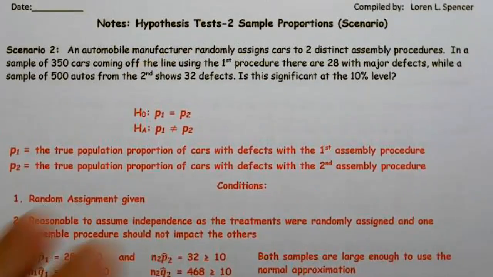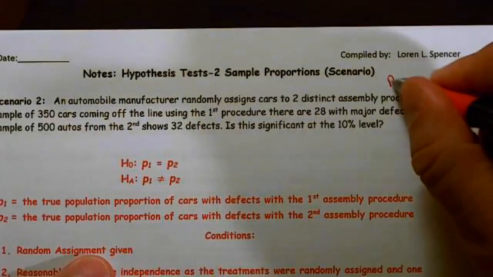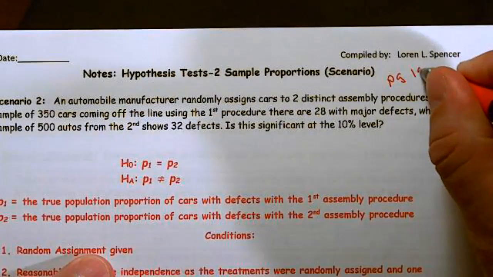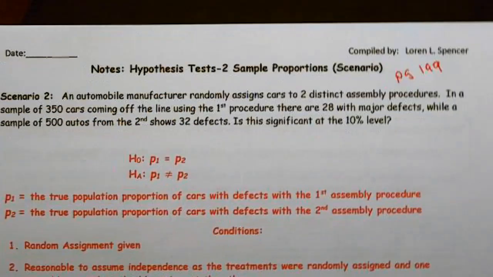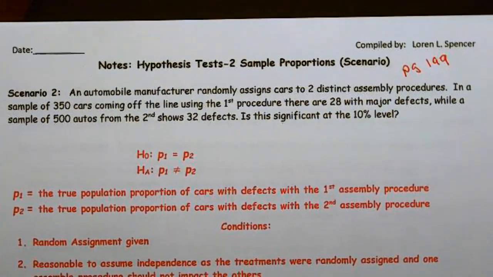So this is page 199 of the note spiral. Page 199 of the note spiral. And this is scenario 2 for hypothesis test for 2 sample proportions.